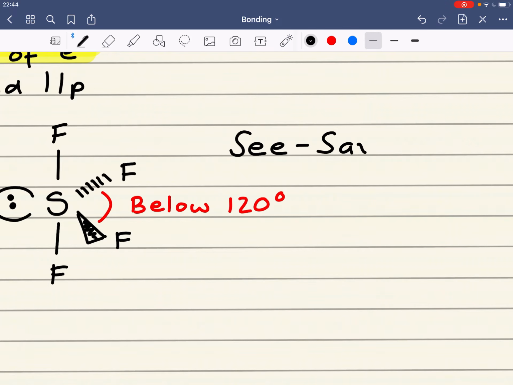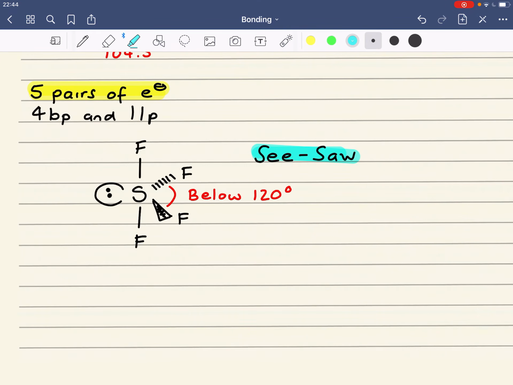And again, if you actually build a 3D model of this, it's really easy to see the seesaw shape. Now, if we spin that molecule that way, so this lone pair was basically in the north position, it was here, you'd see that this is like my seesaw, and they're like my legs of the seesaw.